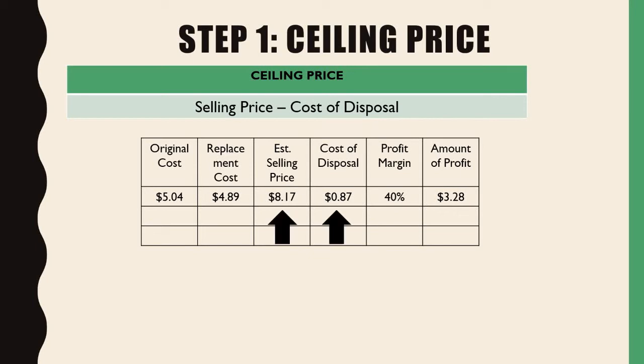My ceiling is going to come first. So first is my ceiling, which is your selling price minus your cost of disposal. Once again, my selling price is $8.17, and I'm going to subtract out my cost of disposal, all right? And that should give me a total of $7.30. Okay, so that's step 1.